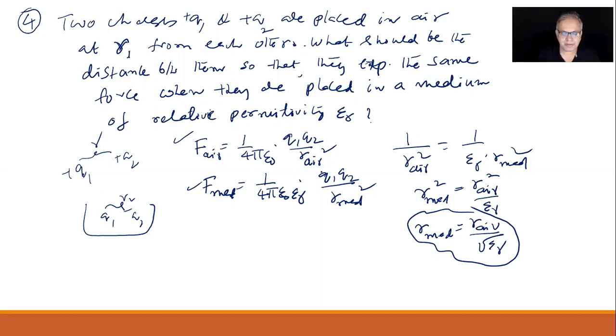So the idea is, in air, so much force is there. I place them in water, for example, at the same distance, the force will become less. But I want the force to be the same. So for that, how should I arrange the distance is the question, just based on Coulomb's law, Coulomb's inverse square law.